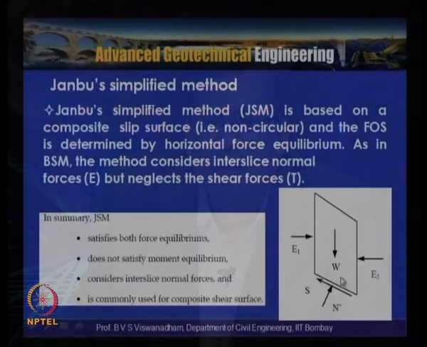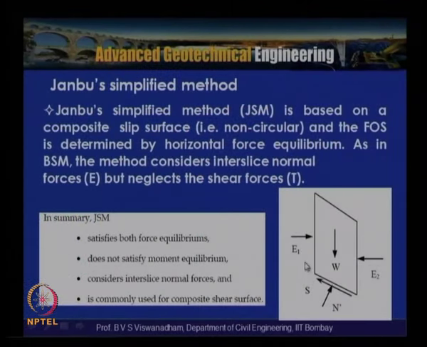In this slide, the free body diagram of a slice considered in the Janbu simplified method is shown, which is very similar to the Bishop simplified method, the only difference being that it does not satisfy moment equilibrium. Only the force equilibriums, that is vertical and horizontal, are satisfied.